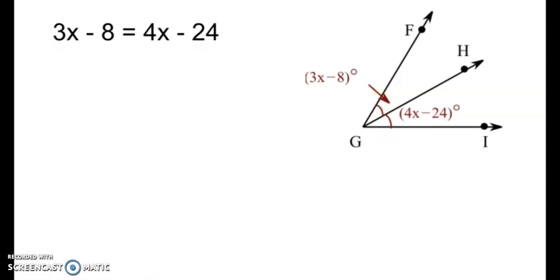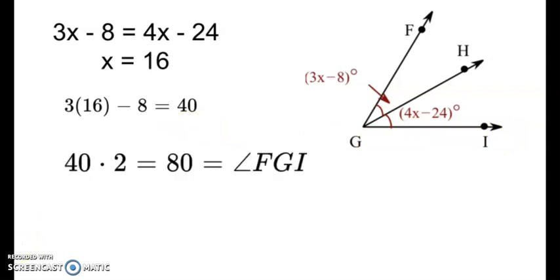So subtract 3 on both sides and add 24 on both sides. You'll get x equals 16. Now to find the measure of FGH, we substitute in 16 for x and we get 40. Now both FGH and HGI equal 40 degrees because their measures are the same. And when we're looking for FGI, we just multiply by 2 because these are both the same, so double it to give you FGI. So FGI will equal 80. Let's type this in.